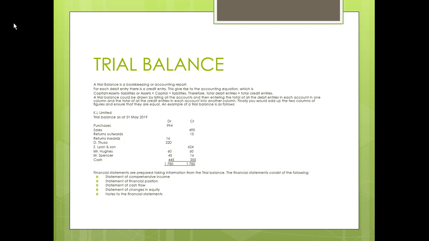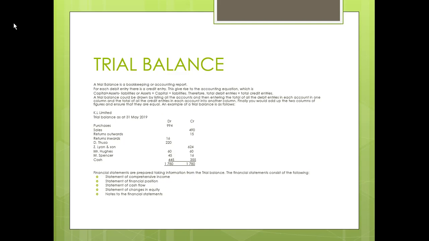When we are preparing financial statements, we take all the information from the trial balance. And a trial balance is a bookkeeping or accounting report. For each debit entry, there is a credit entry. This gives rise to what we call the accounting equation, which is capital is equal to assets minus liabilities, or assets is equal to capital plus liabilities. Total debit entries will be equal to the total credit entries. That is when we are preparing the trial balance.